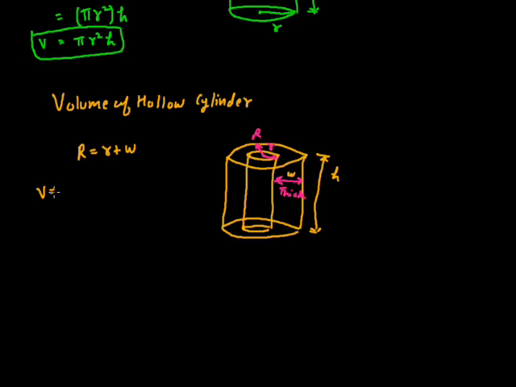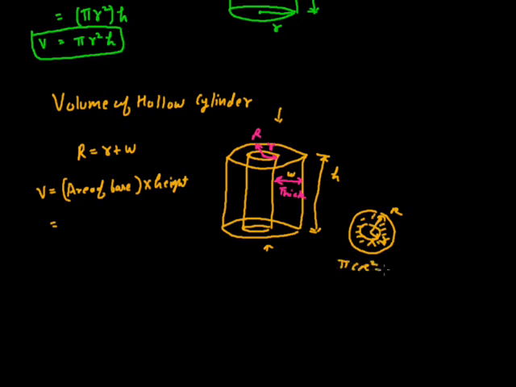So again the volume is defined as area of base into height. Now, when we look from the top side, or let's say the bottom side, the base is in the shape of a ring. This part is hollow. We have to find this area, that is our area of base. Let's say this is capital R and this is small r. So the area of this shaded portion is pi capital R square minus small r square. So the area of base is pi (capital R square minus small r square). This is your area of base multiplied by height, that is h. So the volume of a hollow cylinder is pi h (R square minus small r square). So this is the volume of a hollow cylinder.